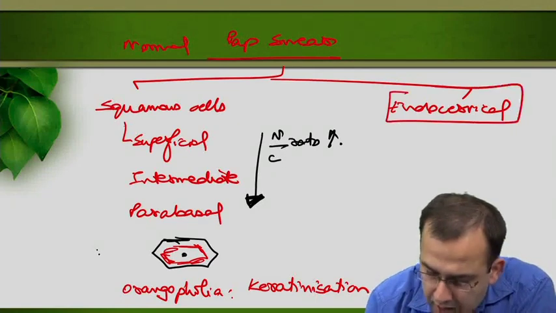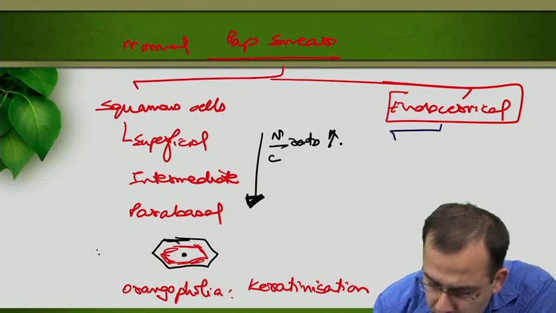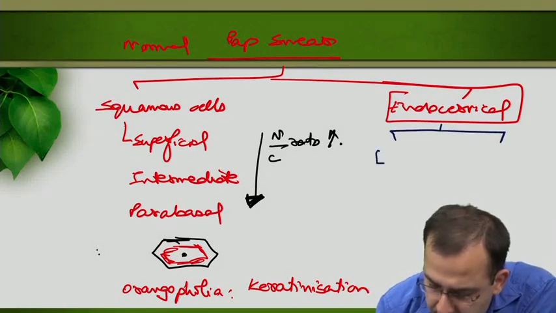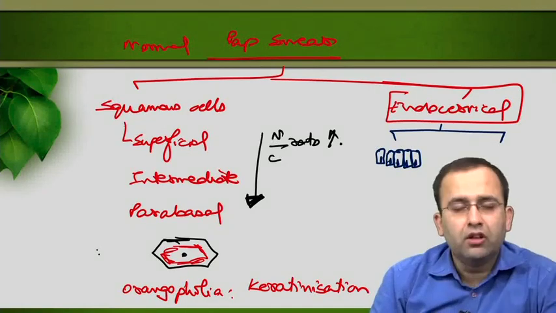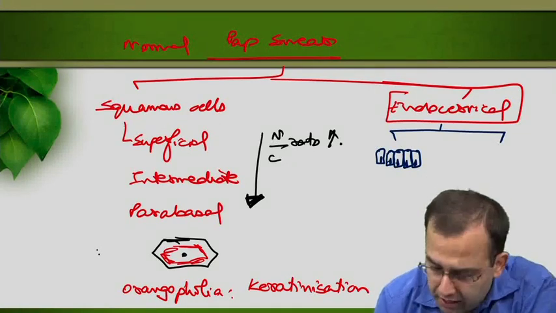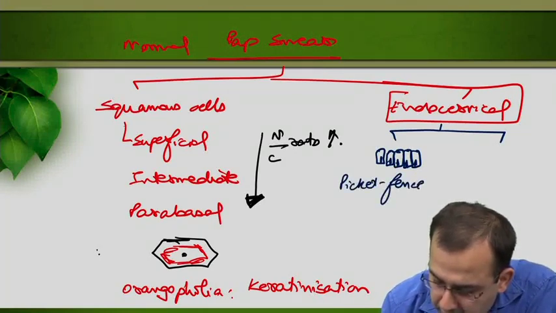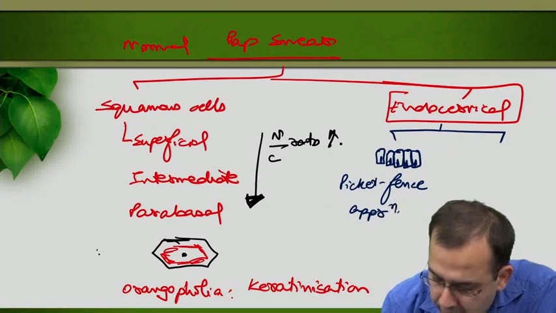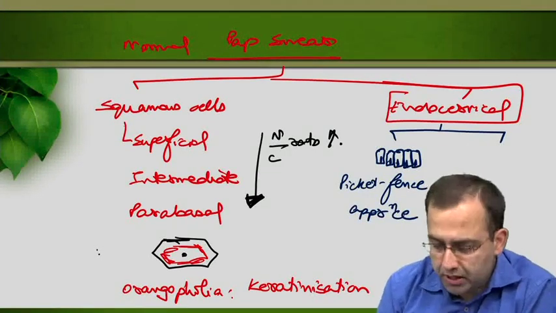On the other hand, endocervical cells, I can look at them by two views. One is the side view, which will show me the presence of cells in clusters in which the nuclei are present on one side of the cell. That is, nuclear polarity is maintained. This appearance is called as the picket fence appearance.